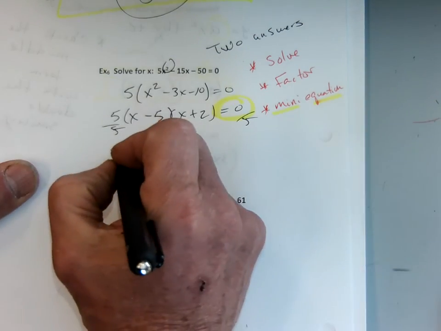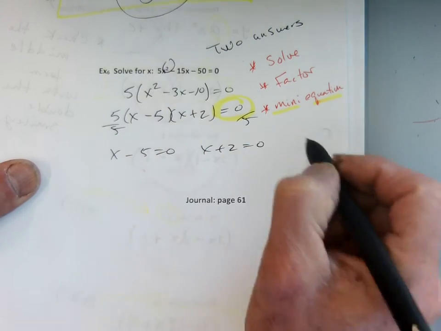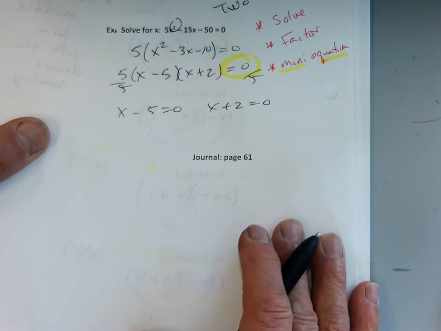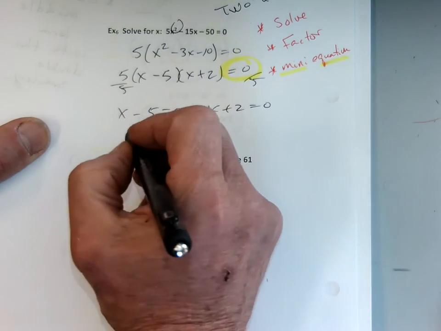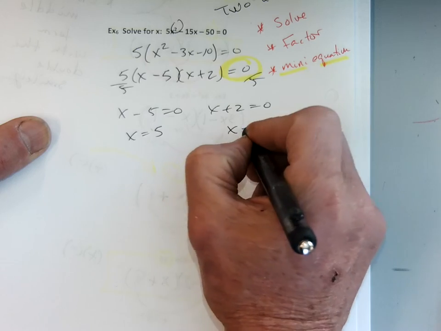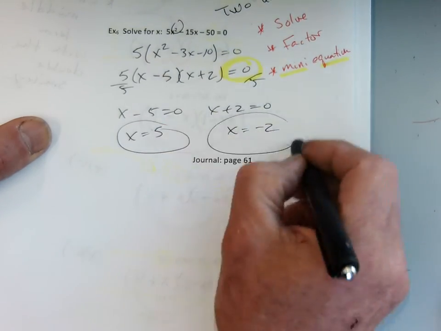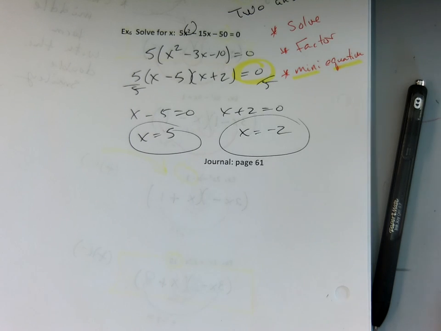So I'd really have x minus 5 equals 0, and x plus 2 equals 0, right? I'd solve: plus 5, one answer is a positive 5. Minus 2, the other answer is a negative 2. Okay?